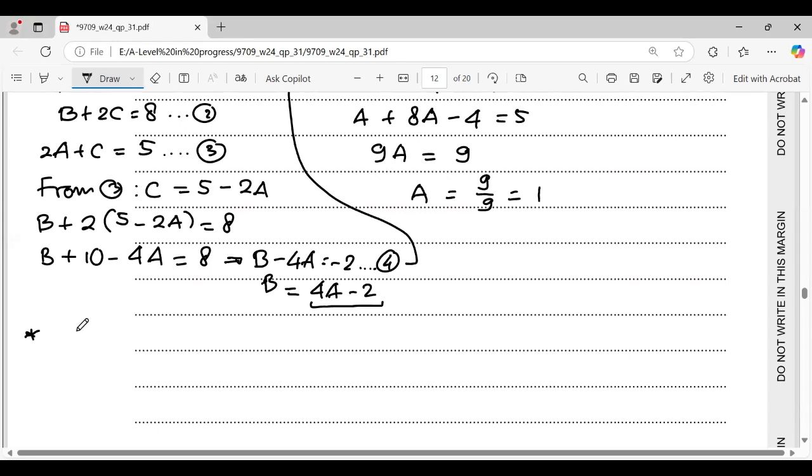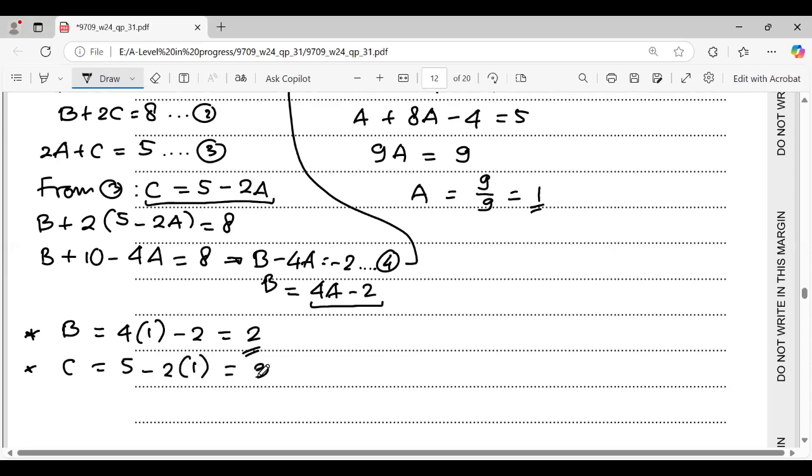The next step, we're going to substitute into b equal 4a minus 2. 4 means times 1, 4 minus 2. So a equal 1, b equal 2. And now we're going to find c. Based on this information, c equal 5 minus 2a. So c equal 5 minus 2 times 1 is 3. So a equal 1, b equal 2, and c equal 3.